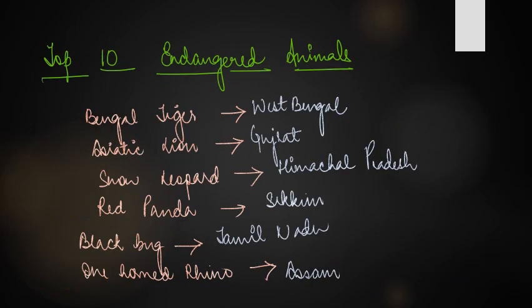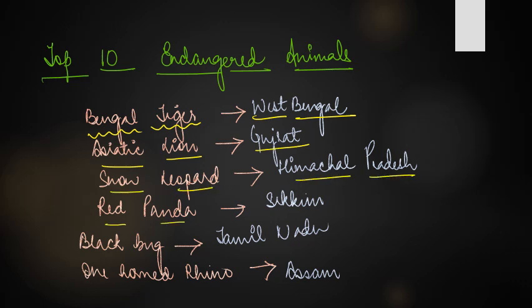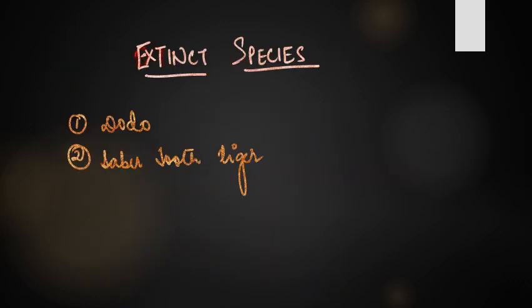Now, these are the top 10 endangered animals found in a particular area along with their location, right? So this is Bengal tiger, which is present in West Bengal. This is Asiatic lion, which is present in Gujarat. This is snow leopard, present in Himachal Pradesh. This is red panda, Sikkim. Black buck, Tamil Nadu. One-horn rhino, Assam, right?